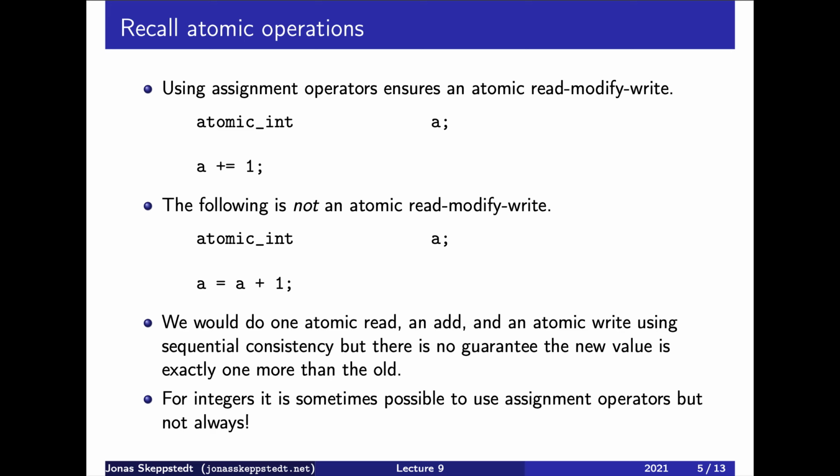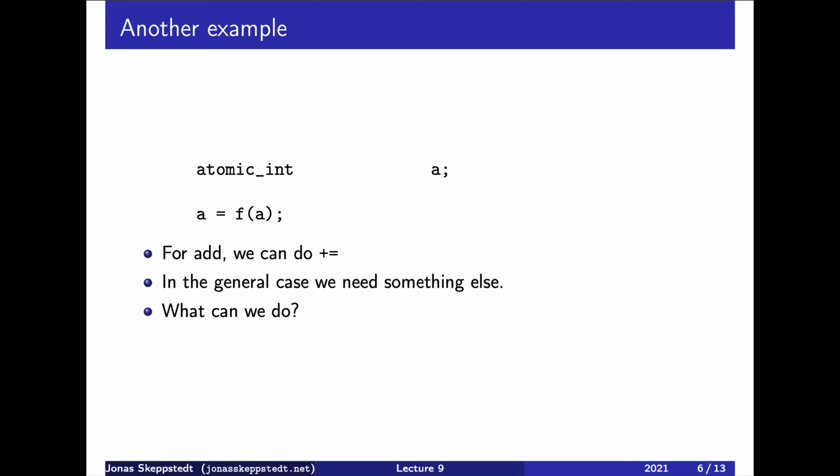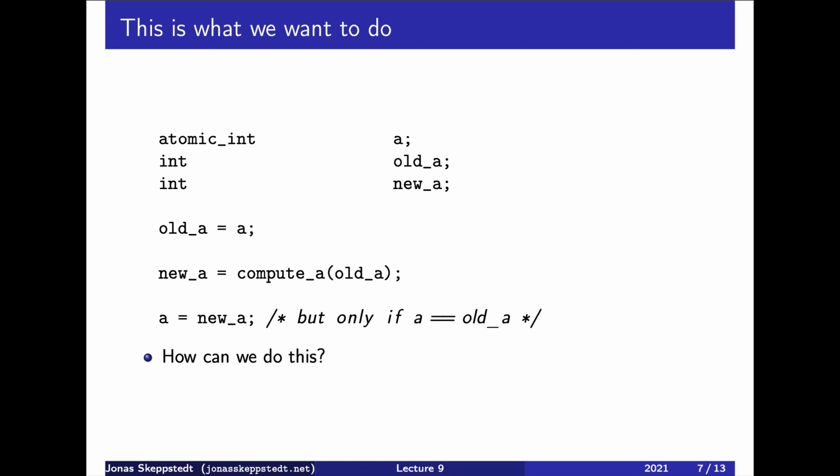But if we want to do something for which there is no assignment operator, what can we do? Well, say that we want to compute a new value based on the previous value. What can we do then? Well, we can do almost like this, but not really. But this is the idea that we will come to. Okay, so we save the old value, and we compute a new value based on the old value, and then we store the new value in this atomic variable. Of course, this does not work. It's not atomic at all.